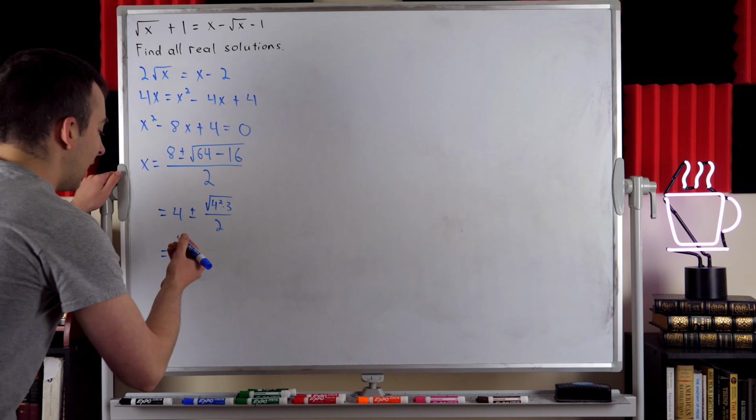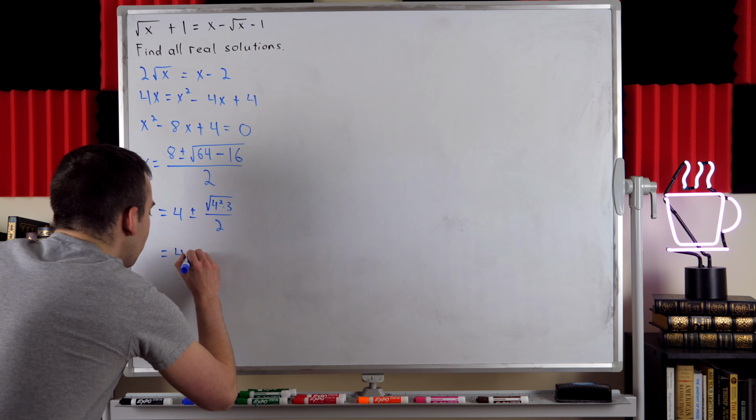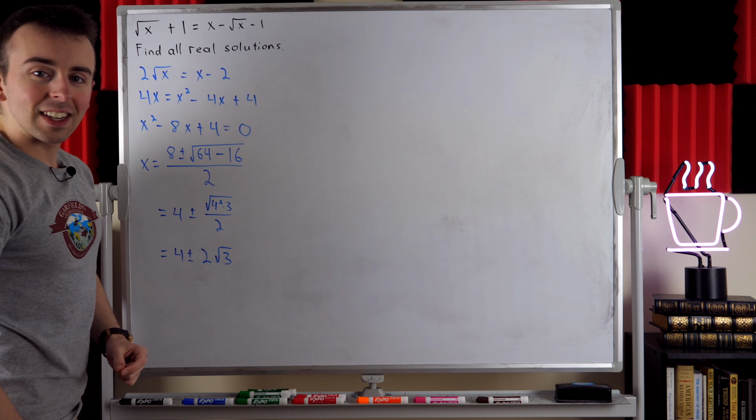Now we can go ahead and write this equation again. So it's equal to 4 plus or minus. We can take the 4 squared, since it's a perfect square, we can take that out of the square root as 4. Then we would have 4 over 2, which is 2, so we have 4 plus or minus 2 times the square root of 3. 3 is all that's left in the radical.